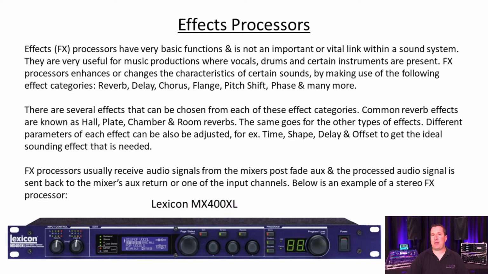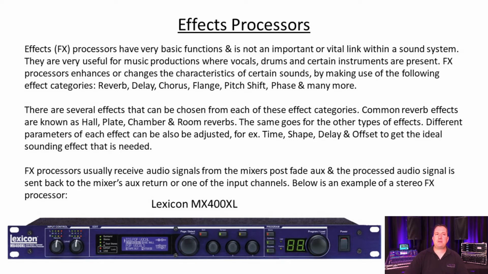Effects processors have very basic functions and are not an important or vital link within a sound system. They are very useful for music productions where vocals, drums, and certain instruments are present. Effects processors enhance or change the characteristics of certain sounds by making use of the following effect categories: reverb, delay, chorus, flange, pitch shift, phase, and many more. There are several effects that can be chosen from each of these effect categories.